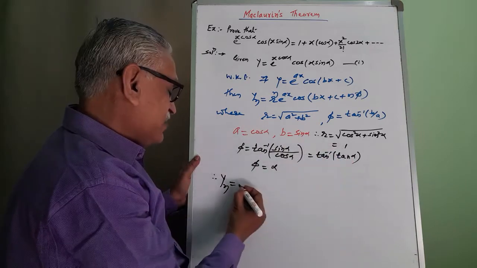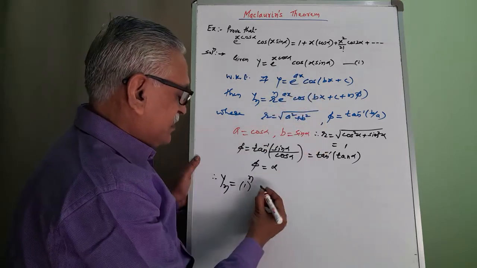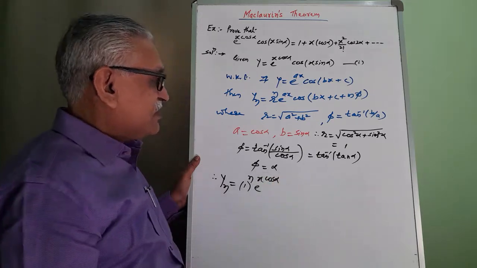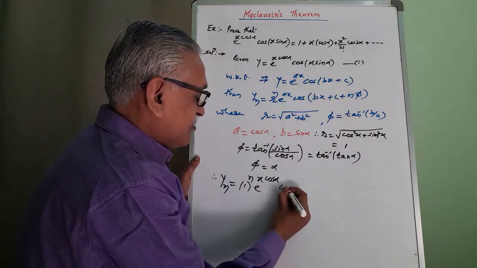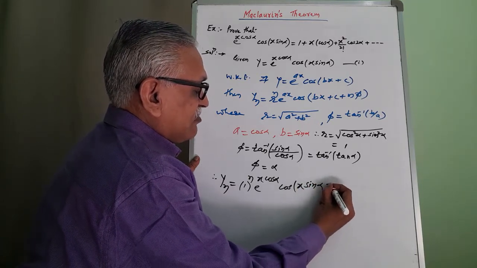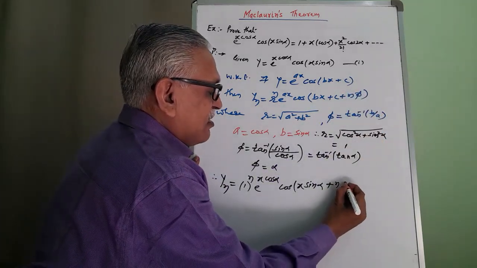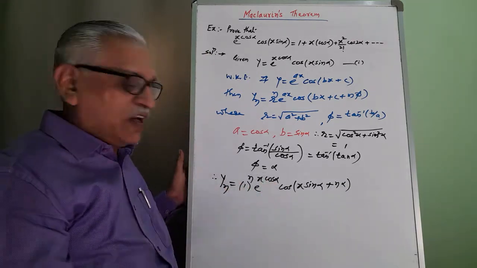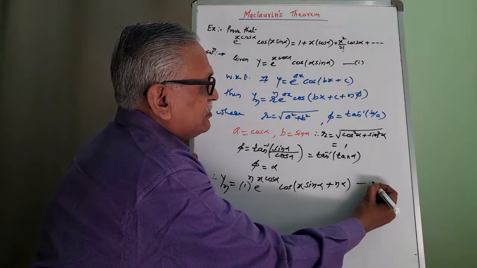By applying this result, we get yn, the nth derivative of equation 1, as r raised to n, where r is 1, raised to n, multiplied by e raised to x cos alpha into cos of x sin alpha plus n phi. Phi is alpha, and therefore we get yn is equal to e raised to x cos alpha cos of x sin alpha plus n alpha. We call this equation number 2.